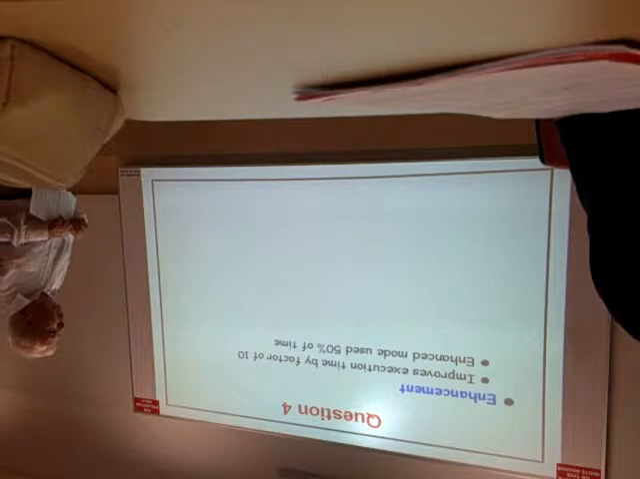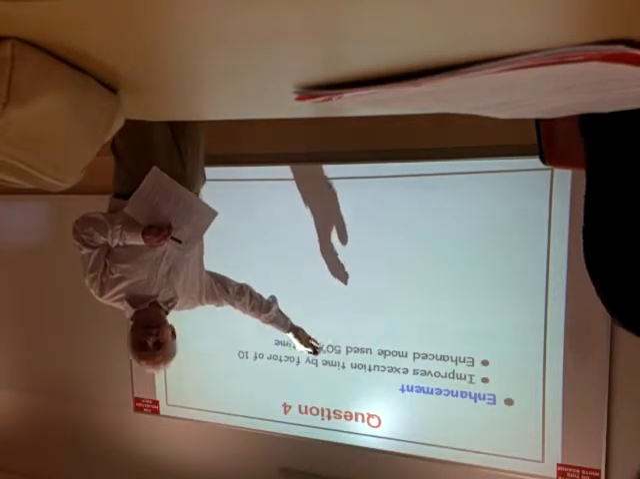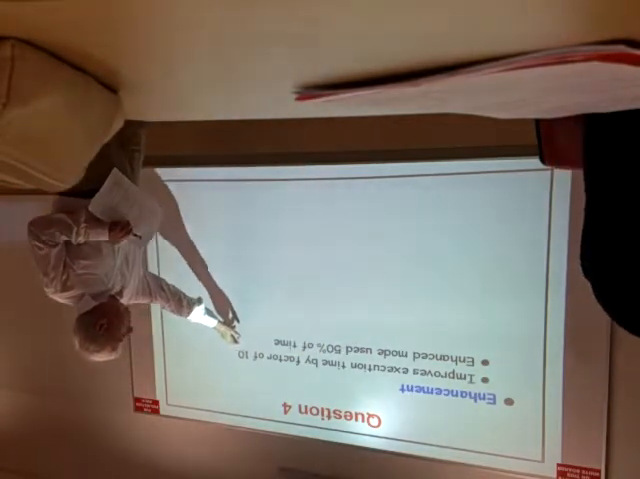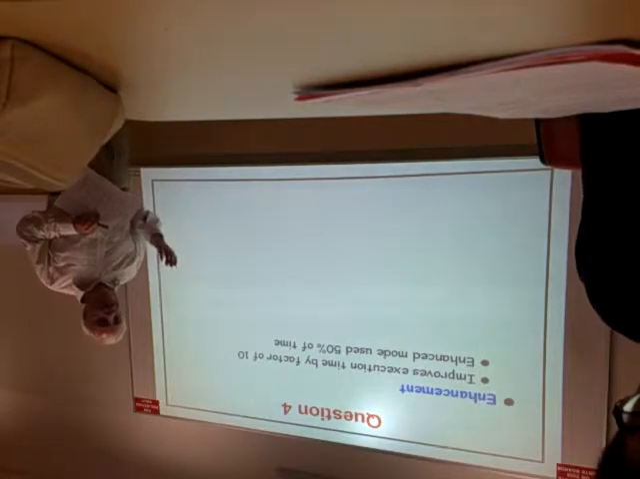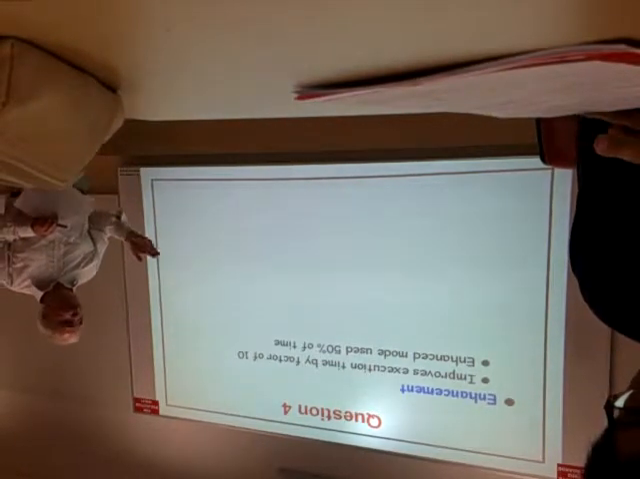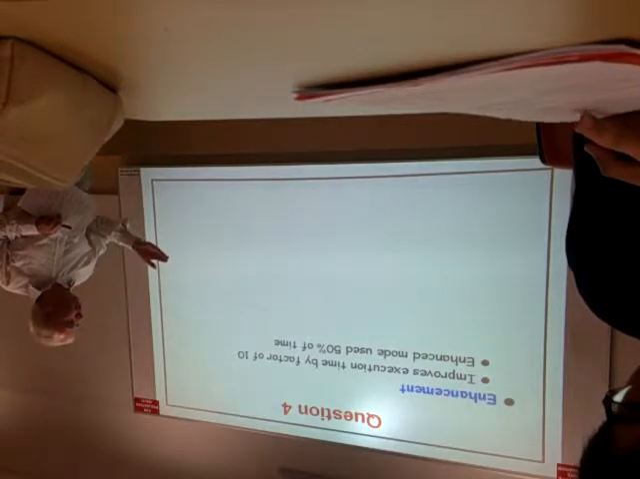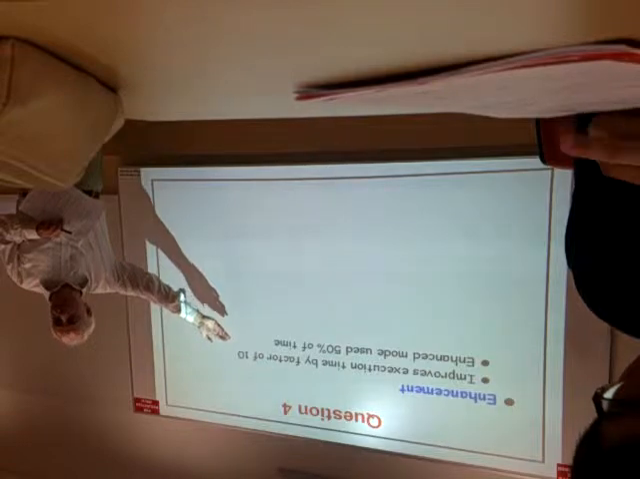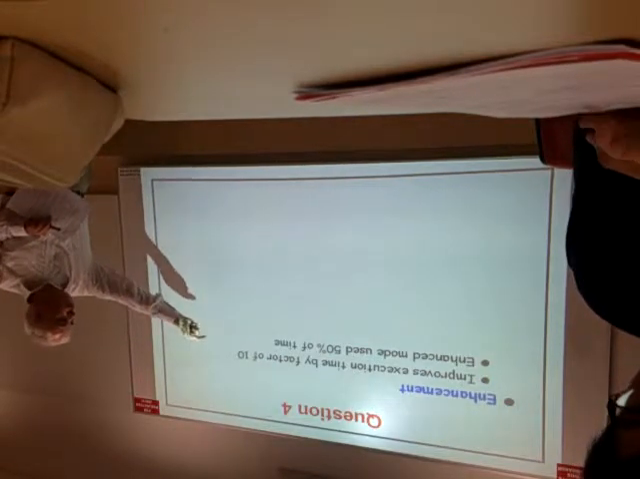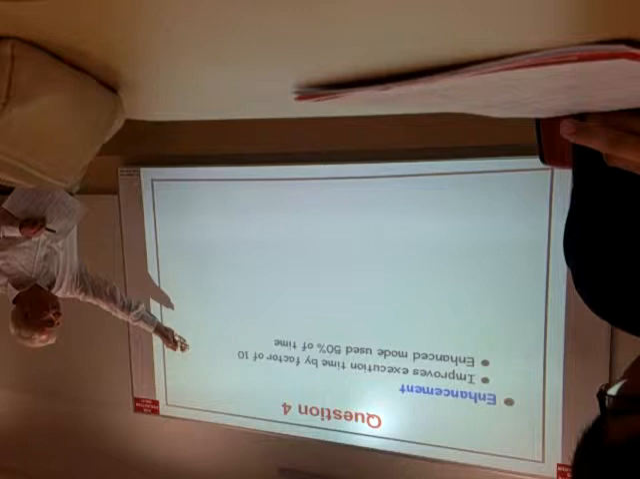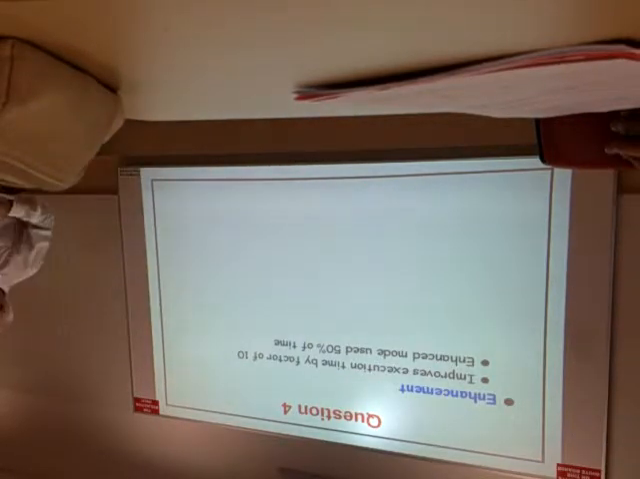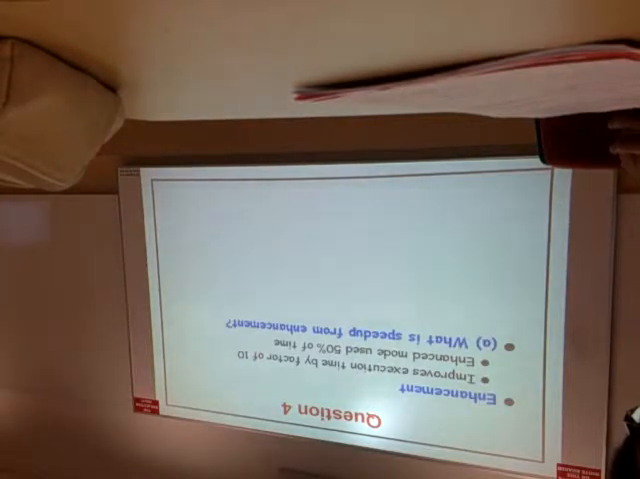So we can make an enhancement to the machine which improves the execution time by a factor of 10. So this machine can execute in normal mode where we don't use the enhancement, and you can execute in the enhanced mode and we improve the execution time by a factor of 10. And we're told that the enhanced mode is used for 50% of the time. So first of all, we're asked to calculate the speed up.